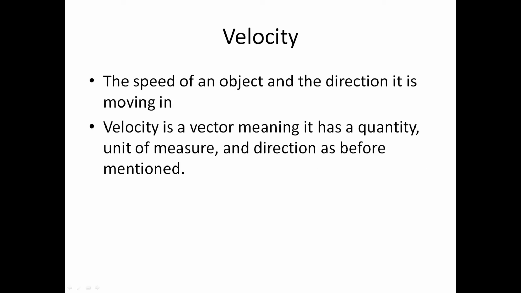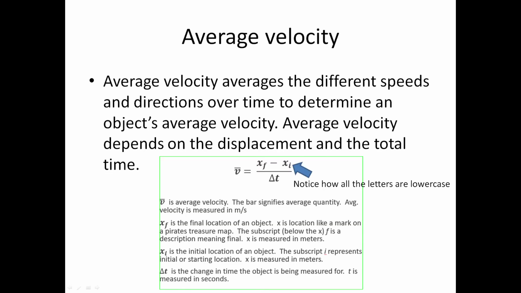Velocity. Velocity is the speed of an object and the direction it is moving in. Velocity is a vector, meaning it has a quantity, a unit of measure, and a direction, as before mentioned. Average velocity averages the different speeds and directions over time to determine an object's average velocity. Average velocity depends on the displacement and the total time.